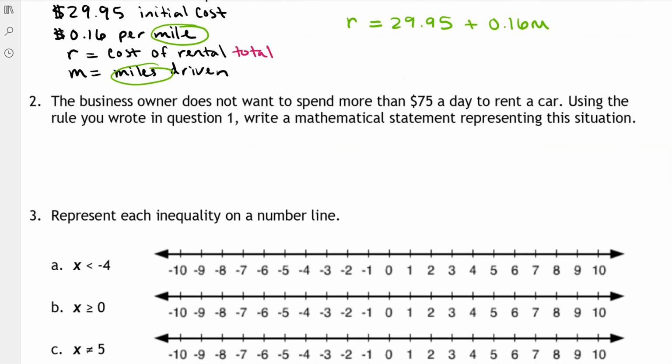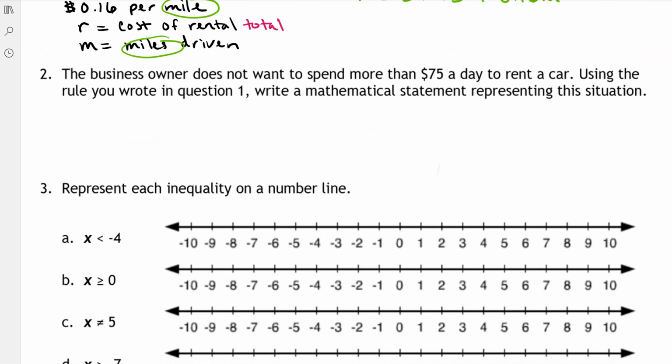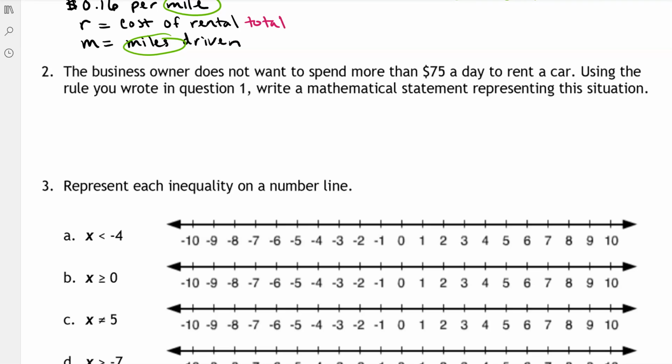The business owner does not want to spend more. Oh, so now I'm the business owner. So I guess up here, the person who owns this business who's renting this car doesn't want to spend more than $75 a day to rent a car.